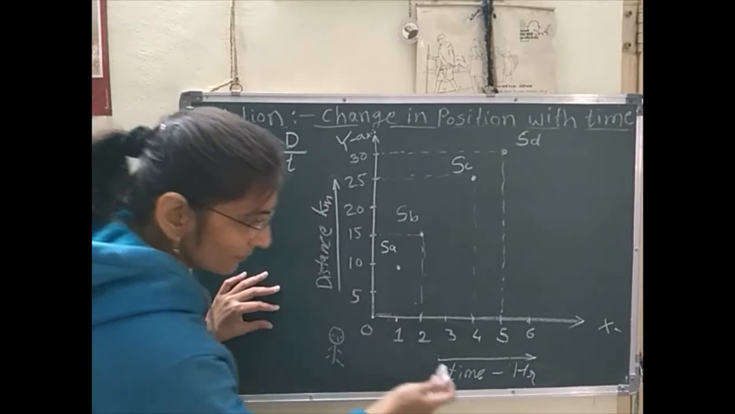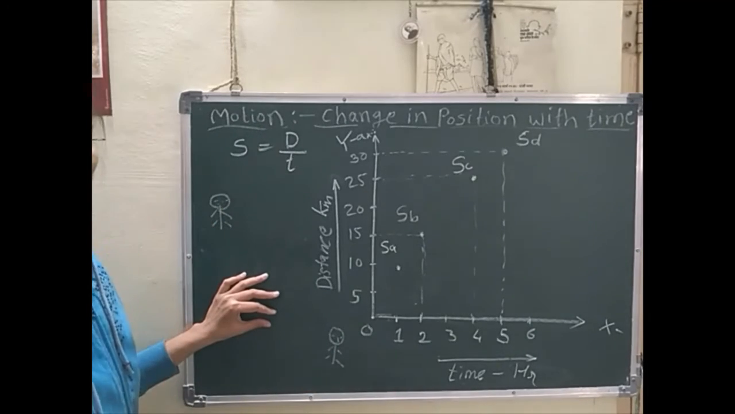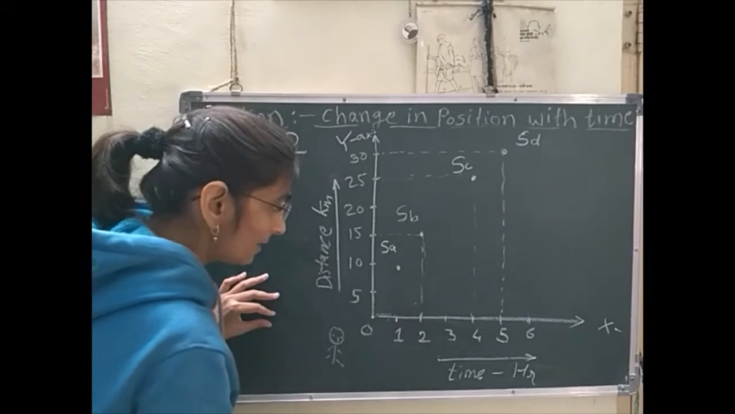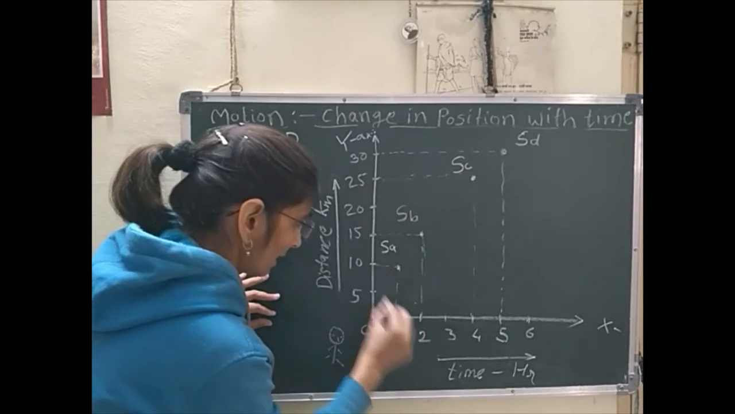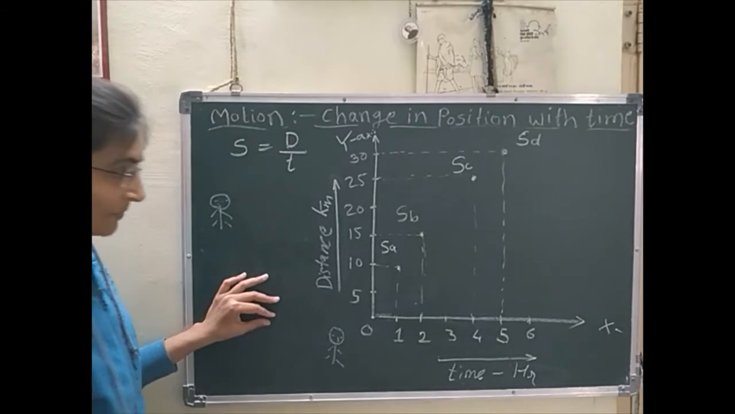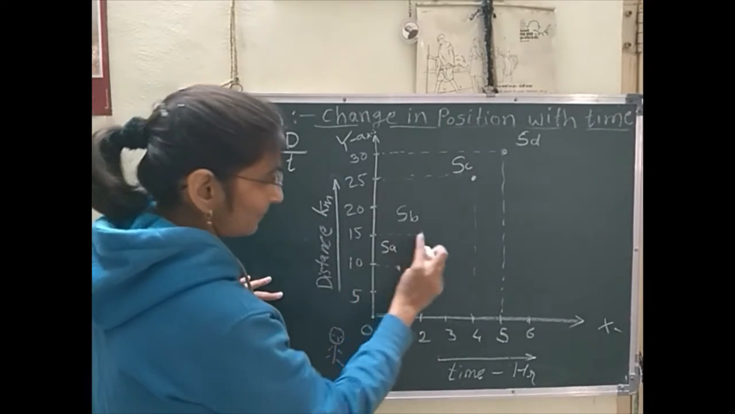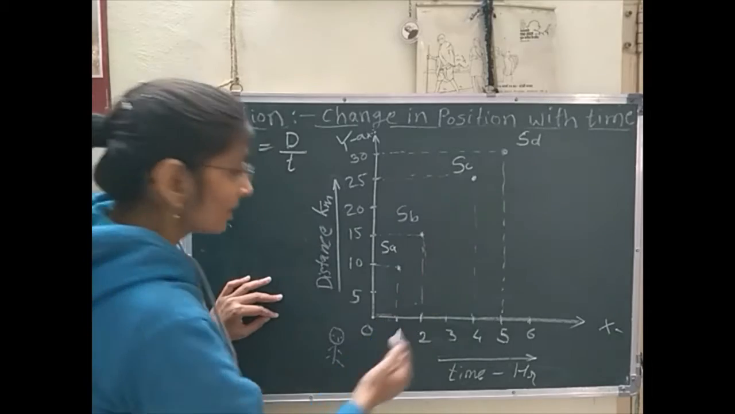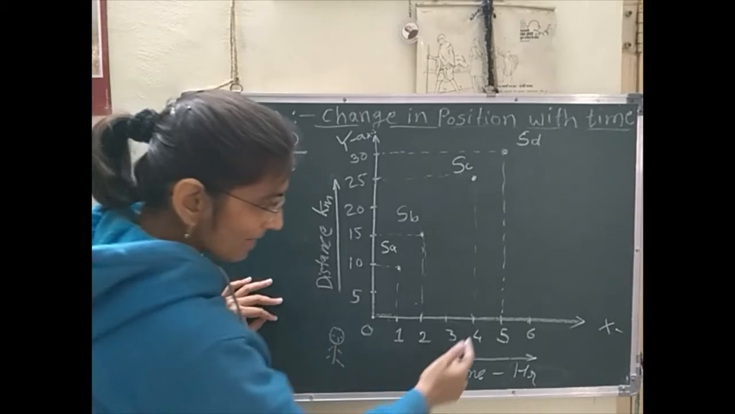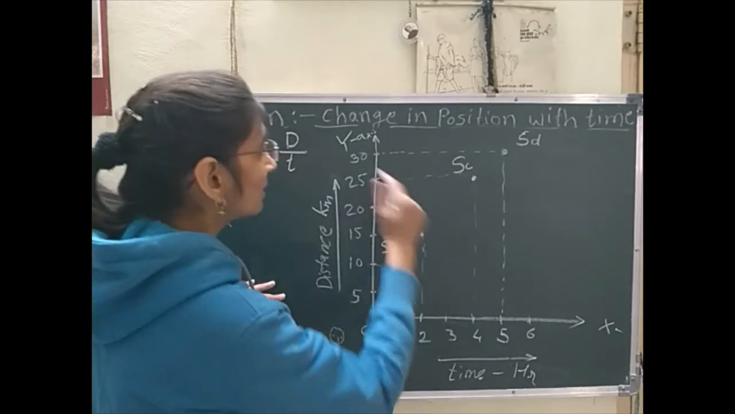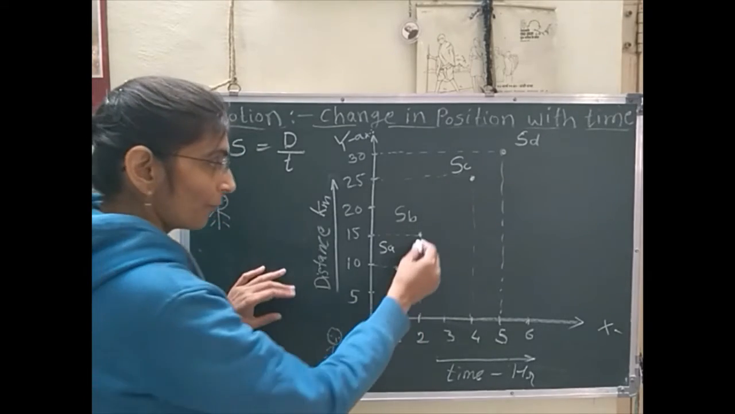Okay, so those 4 points we got, and these are distance versus time. For the first part of traveling, how did he travel? Within 1 hour, 10 kilometer. After that, within 2 hours, 15 kilometers. After that, within 4 hours, he traveled 25 kilometer. And within 5 hours, he traveled 30 kilometer. So in this manner we got the 4 points.